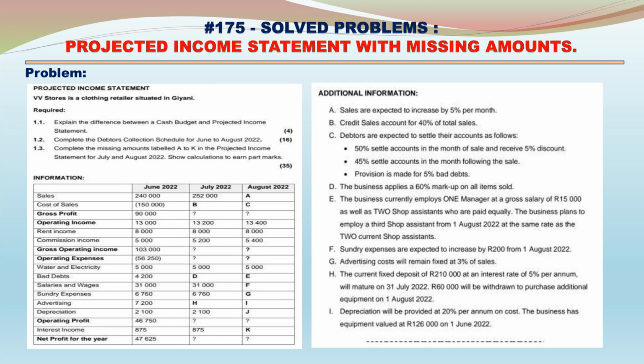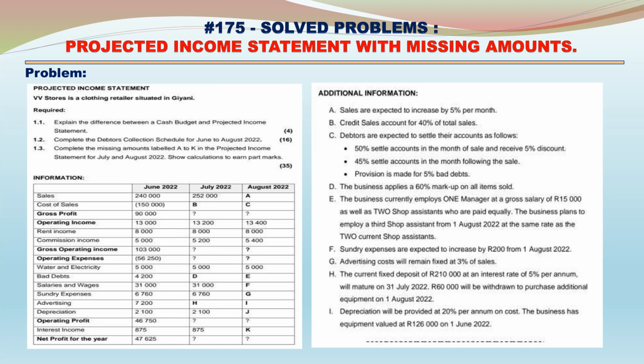Sales are 240,000 for June, 250,000 for July, and for August A. Cost of sales is 150,000 for June, for July B, and for August it is C. Gross profit is 90,000 for June. For July, how much? Operating income is 13,000 for June, 13,200 for July, 13,400 for August.